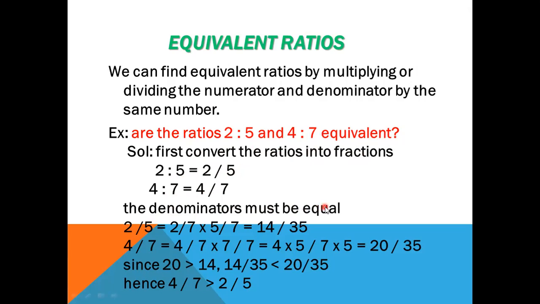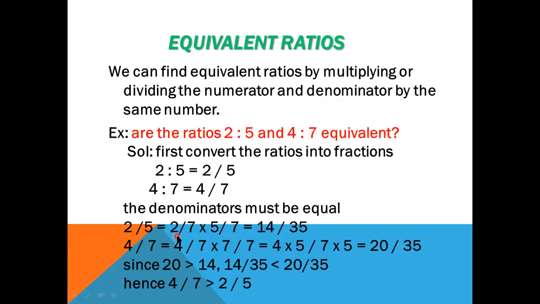So the denominators must be equal. Here you can see denominators 5 and 7 are there. Now these denominators we have to make equal. So what you have to do is take the LCM. For 5 and 7, the LCM will be 35. So now you can make the denominators equal.